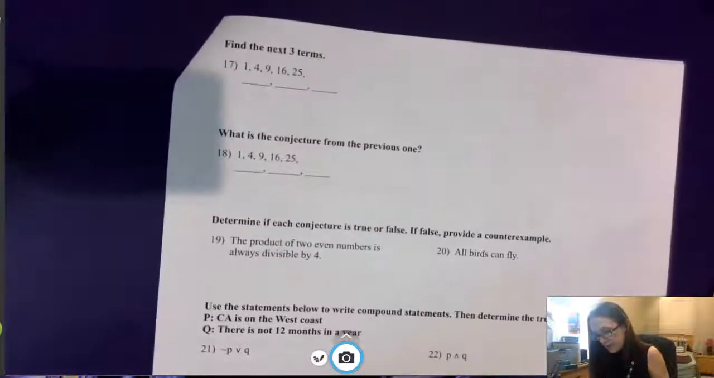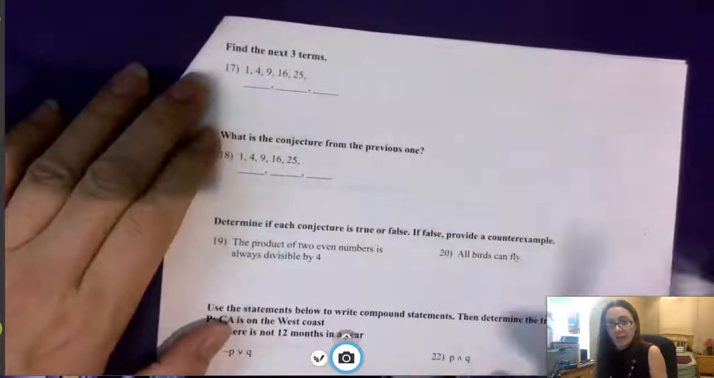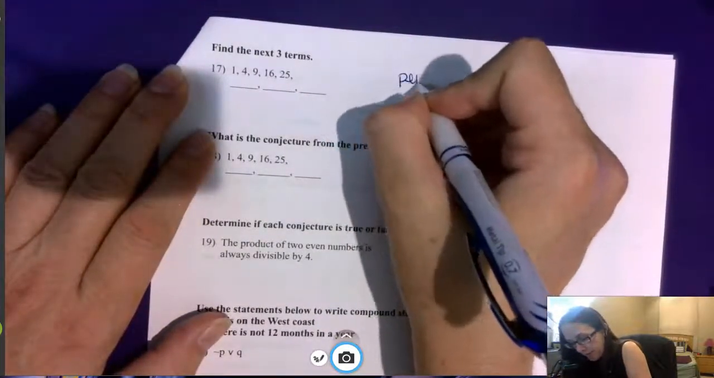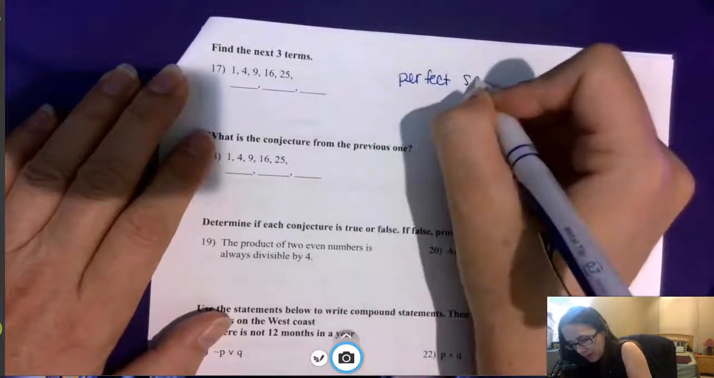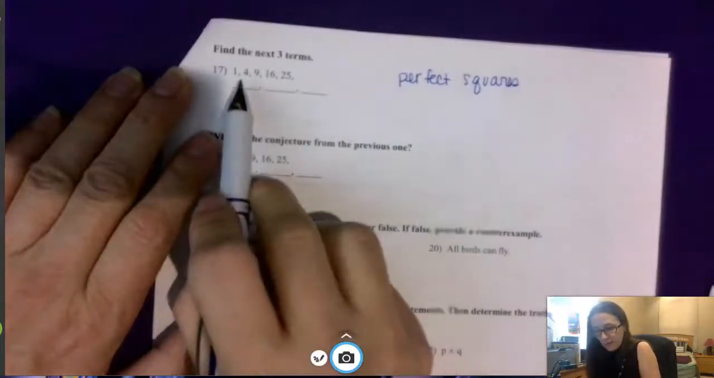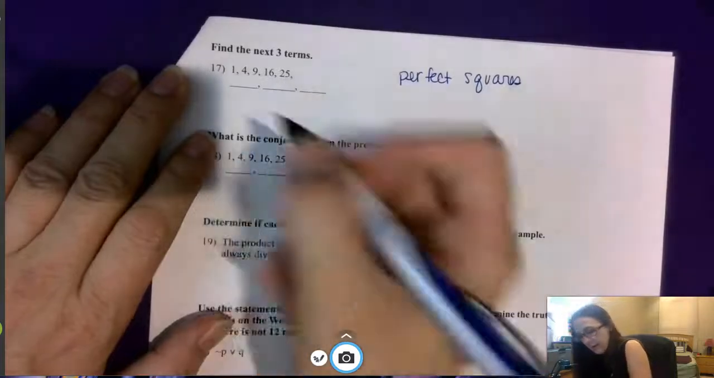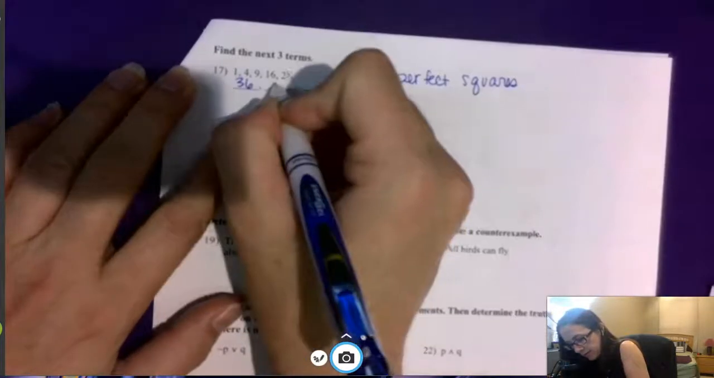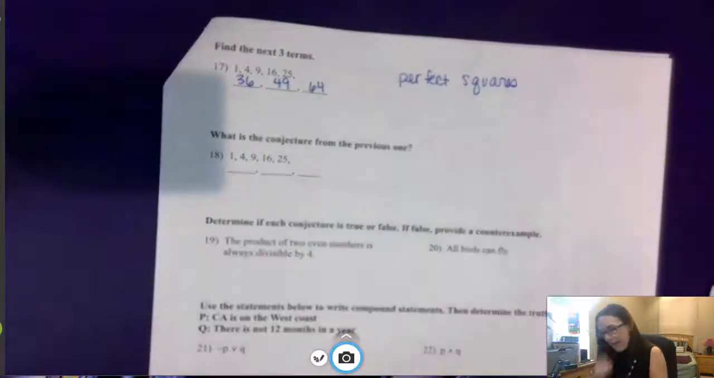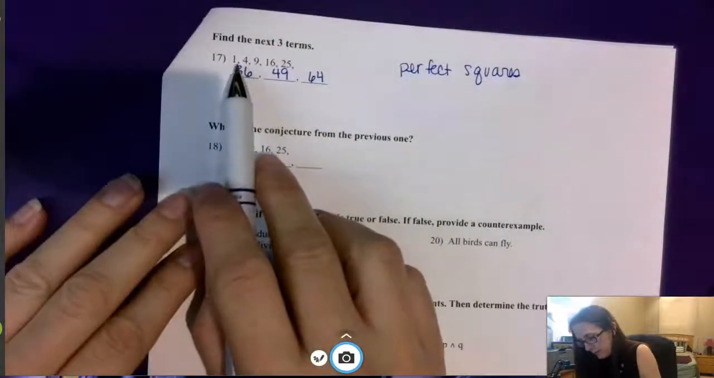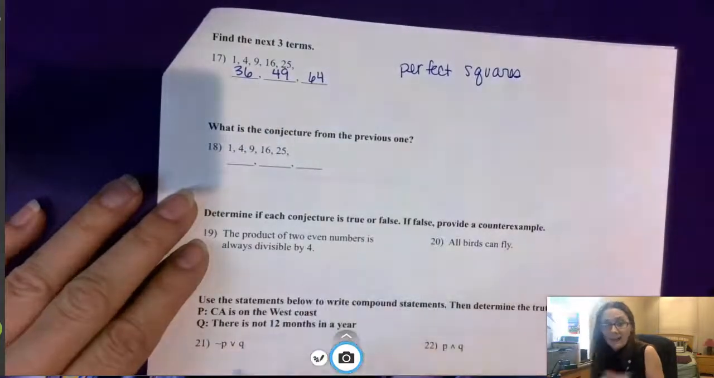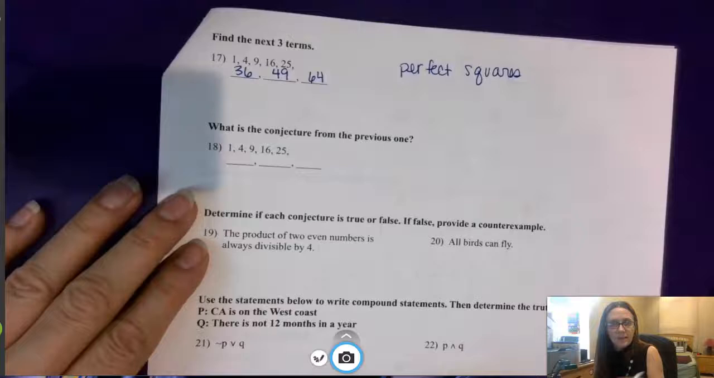Okay, find the next 3 terms. 1, 4, 9, 16, 25. Stop this. Think about those. What are those numbers? These numbers are perfect squares. You need to recognize these. You need to become very familiar with these. 1 squared, 2 squared, 3 squared, 4 squared, 5 squared, 6 squared, 7 squared, 8 squared. You could also do adding consecutive odd numbers: add 3, 5, 7, 9.